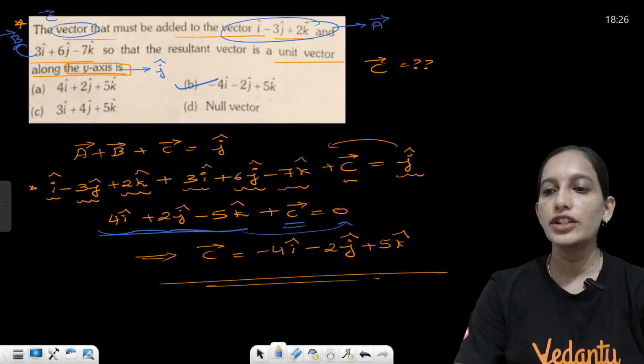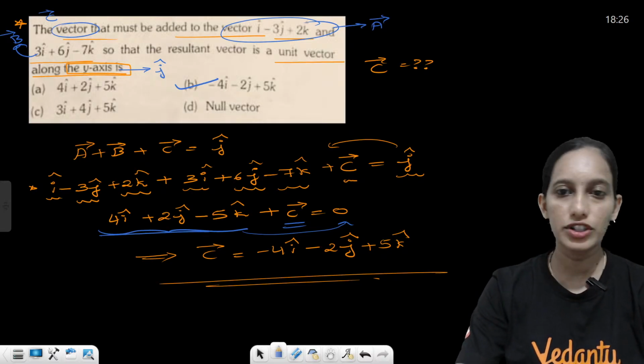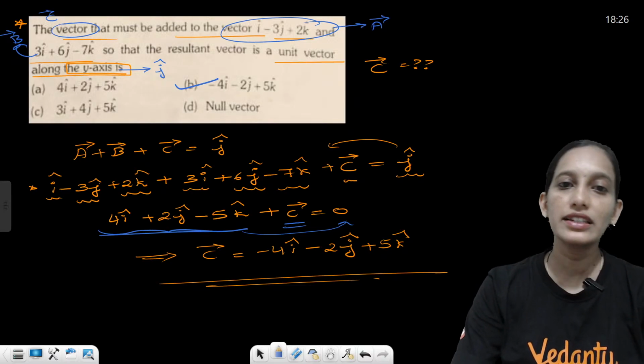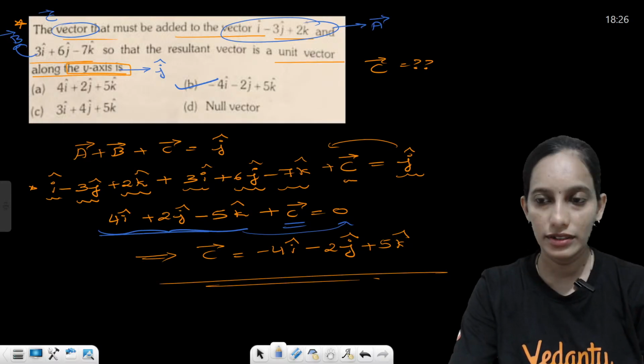So this is how we do addition or subtraction, or how we apply. See, addition and subtraction you have already learnt now.